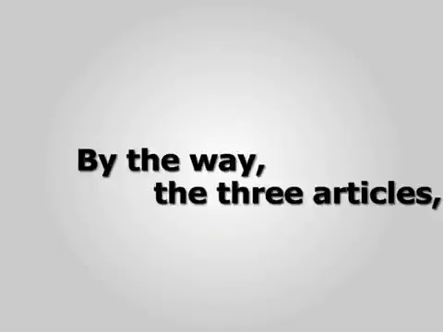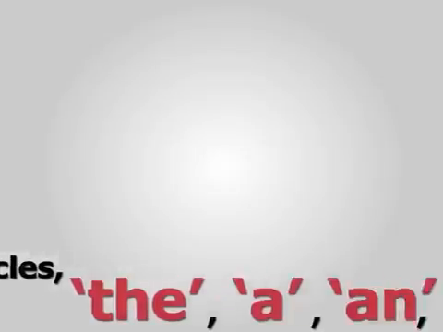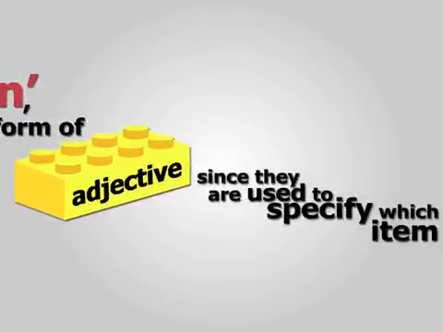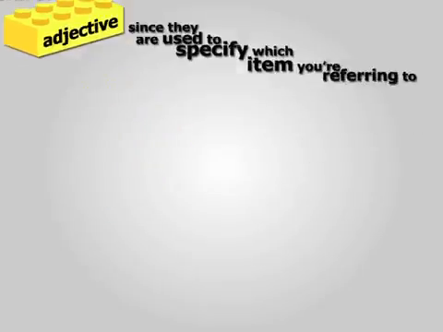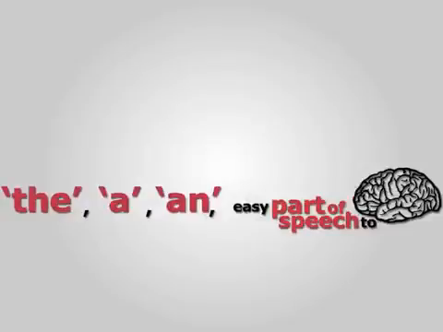By the way, the 3 articles, the, a, and an, are a form of adjective, since they are used to specify which item you're referring to. There are only 3, making them an easy part of speech to remember.